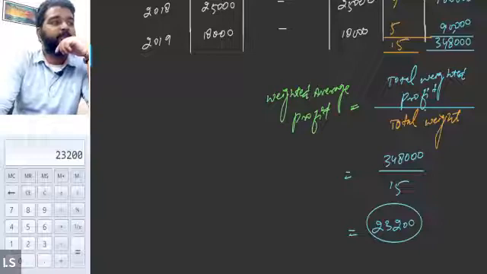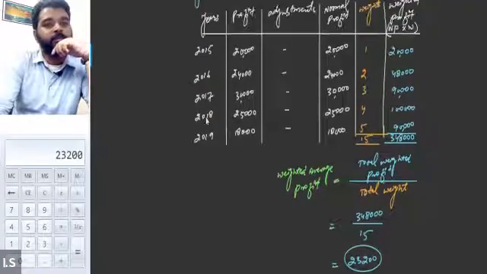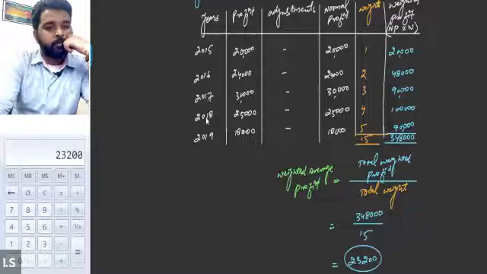Tell me everyone, is this clear, all of you? This calculation is clear to everyone? Yes, sir. All right.